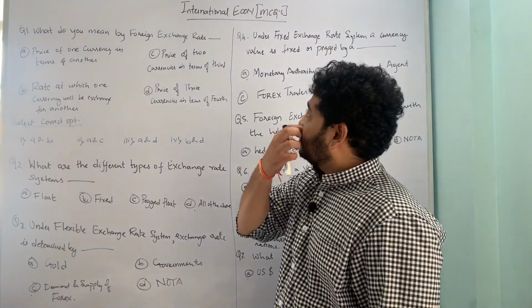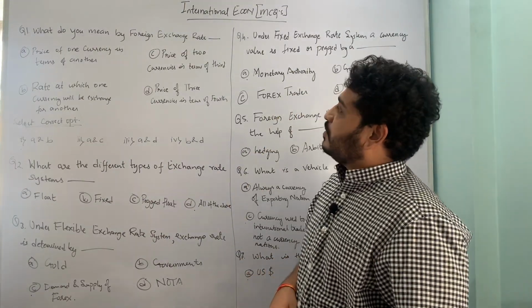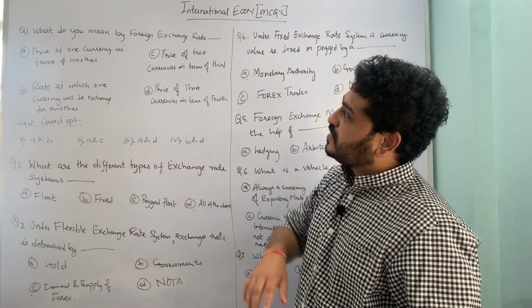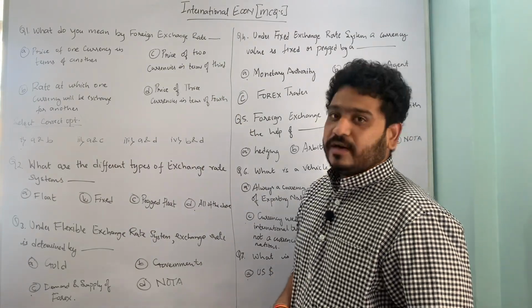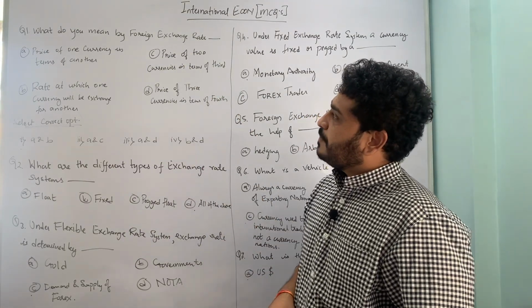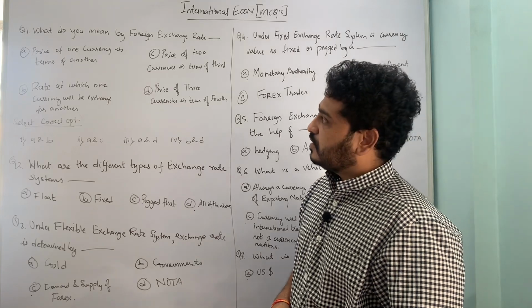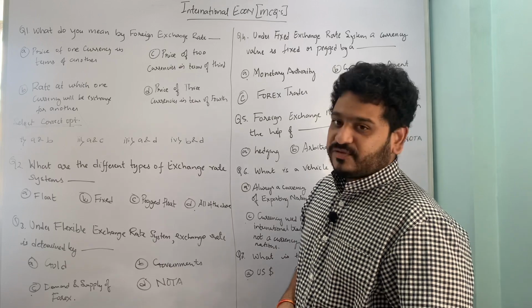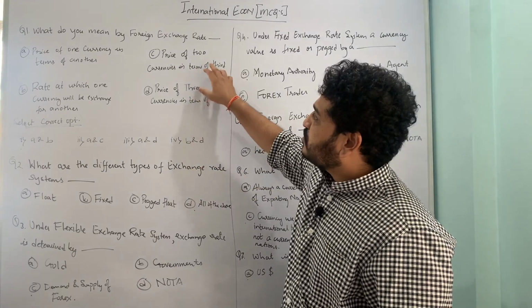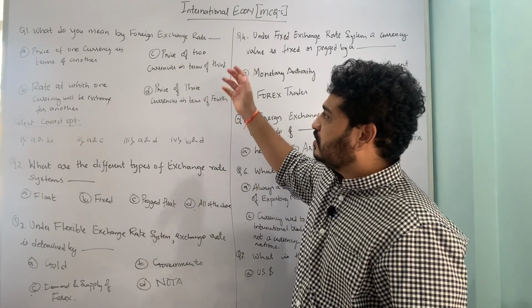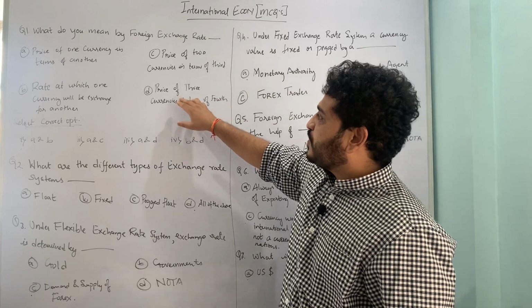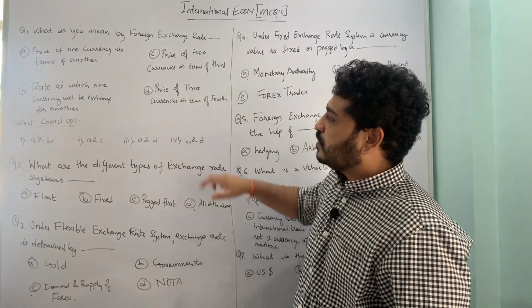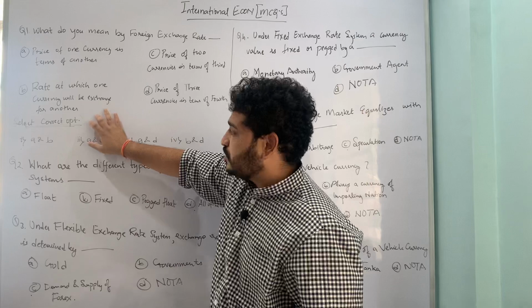So today I have MCQs related to international economics. Let's get started. The first MCQ is, what do you mean by foreign exchange rate? The first option is price of one currency in terms of another. The second option is rate at which one currency will be exchanged for another. C option is price of two currencies in terms of the third. And the last option is price of three currencies in terms of fourth. We have to select the appropriate option or correct option.